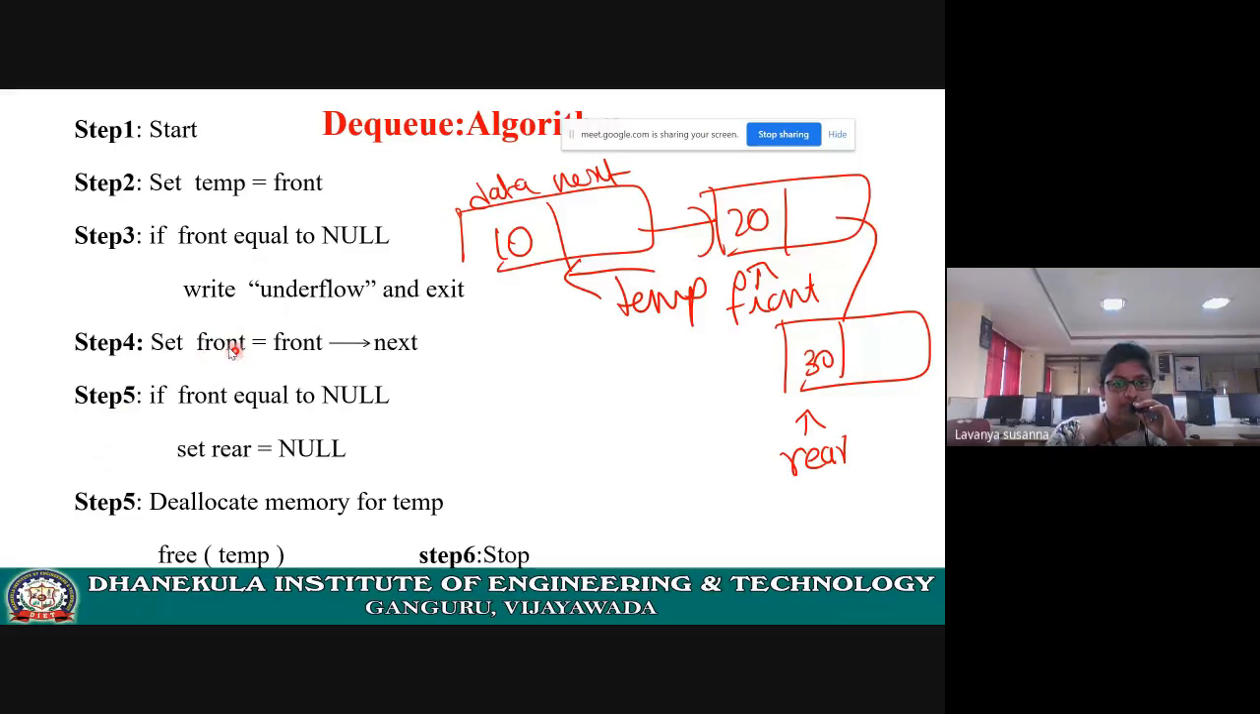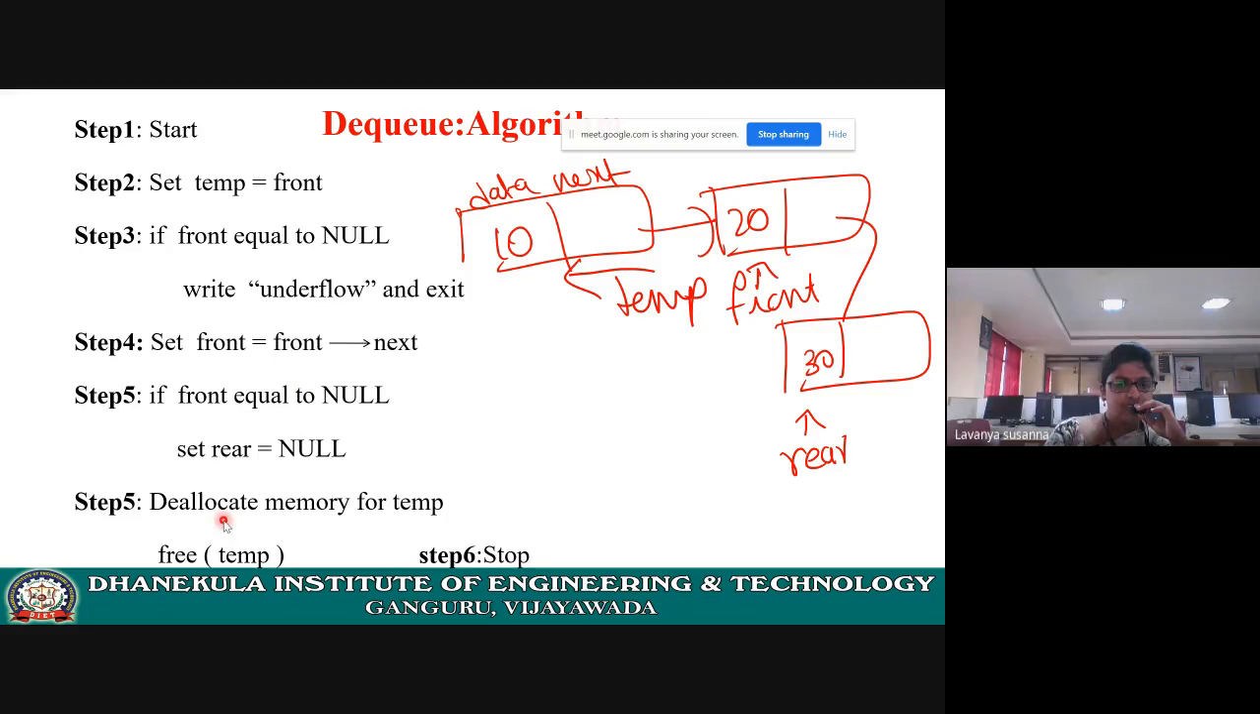Now see, after executing this statement, come to step 5. What is step 5? If front equal to null, you need to make rear equal to null. If front is null, there is no linked list, so you need to make rear null also. Front null means there are no elements to delete. Remember that.